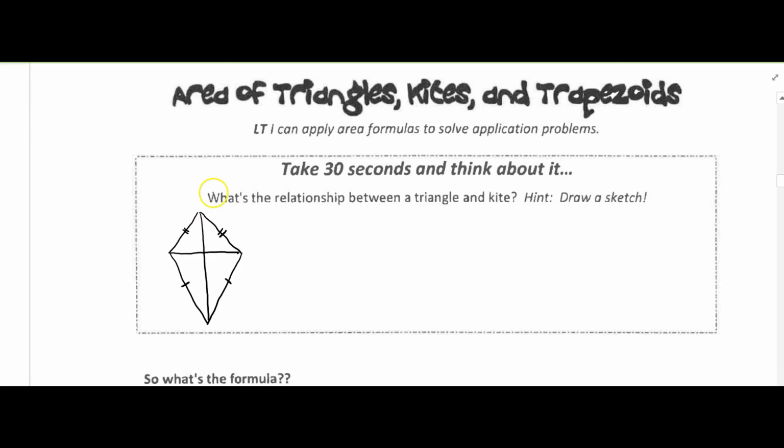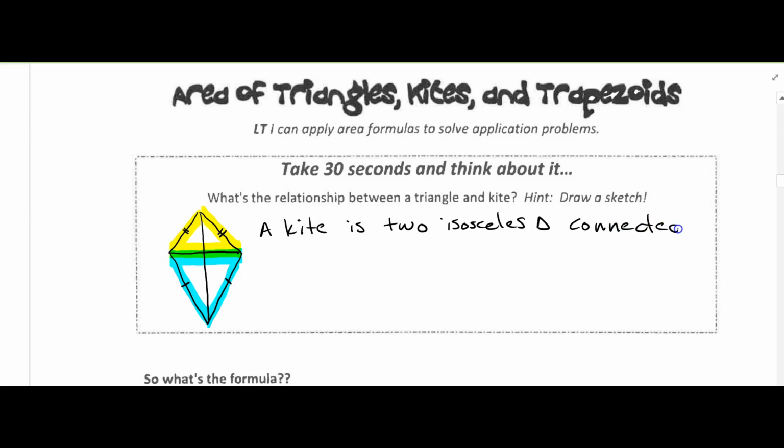So now what we can see is I have an isosceles triangle on the top, and I have an isosceles triangle on the bottom. And then this piece in the middle, which is now green, that's a common base. So a kite is two isosceles triangles connected by a common base.